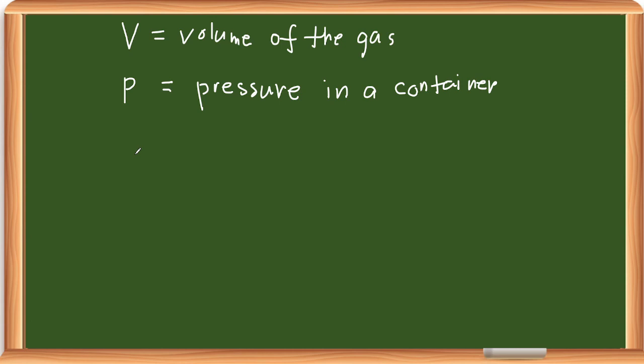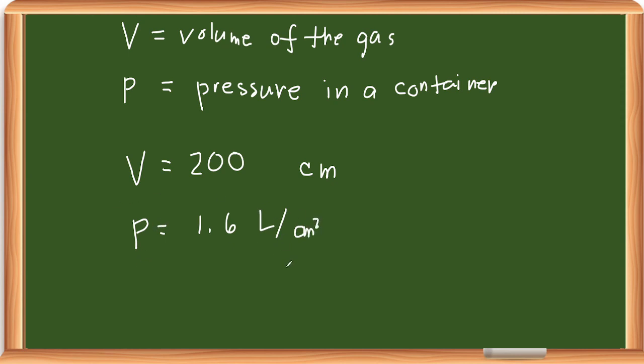If the volume of a gas is 200 centimeters, so let's have V is 200 centimeter, when the pressure is 1.6 liters per square centimeter. Ito kasi yung unit ng pressure. Okay, so we have liters over square centimeter. Find the volume to the nearest tenth when the pressure is 2.8.